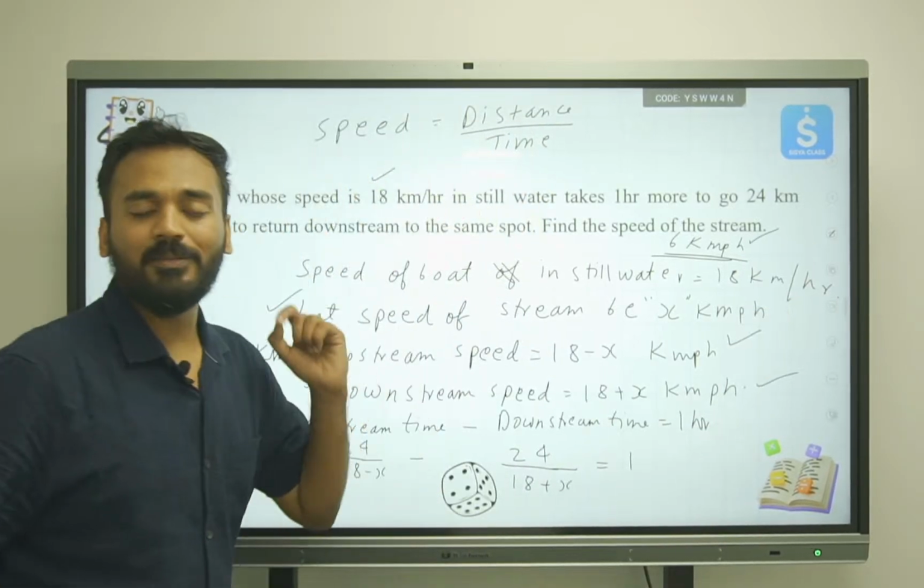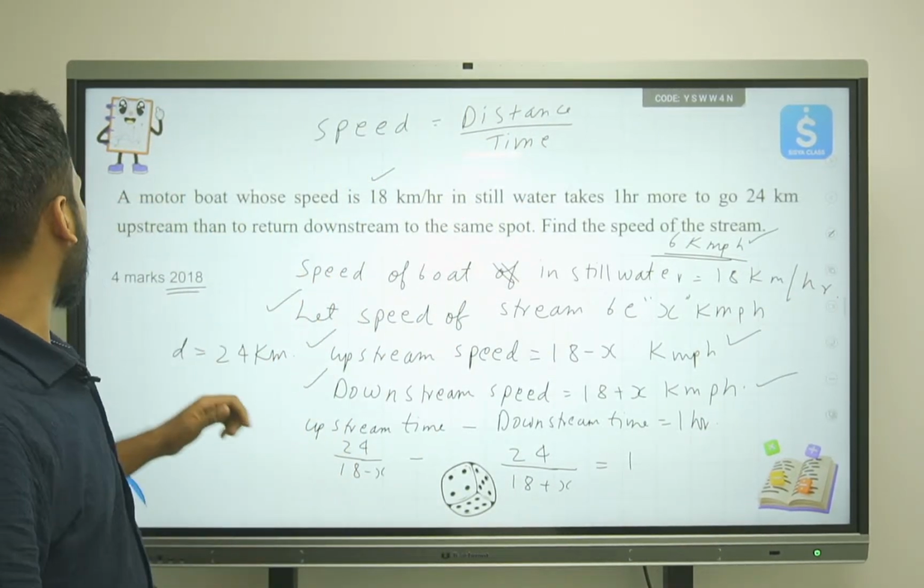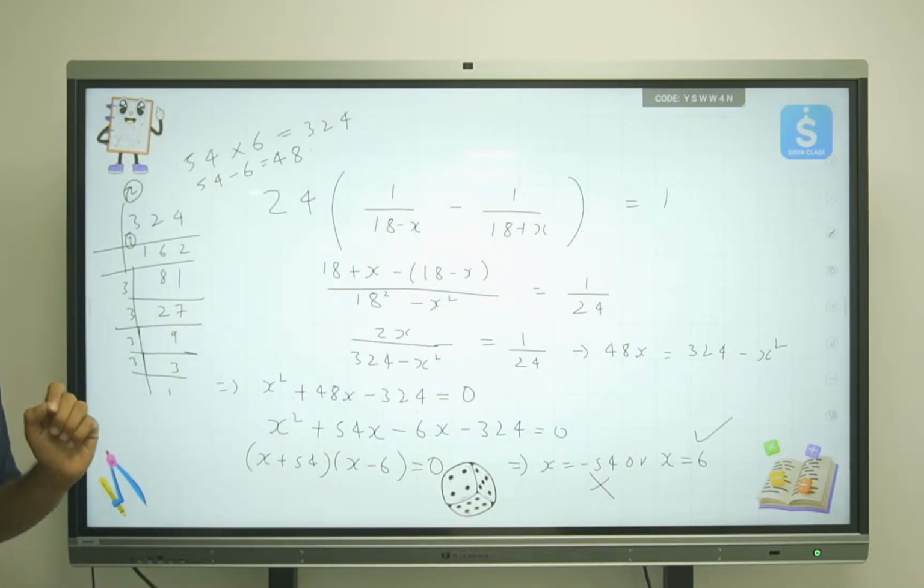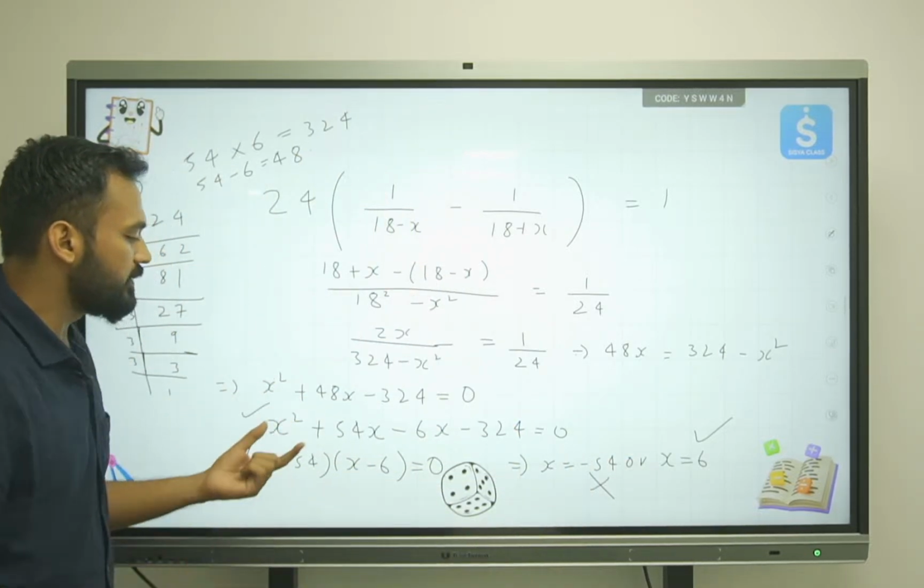So, the speed of the stream is 6 km per hour. I hope this is clear. This question was for 4 marks. Here also very important. This is very, very important.